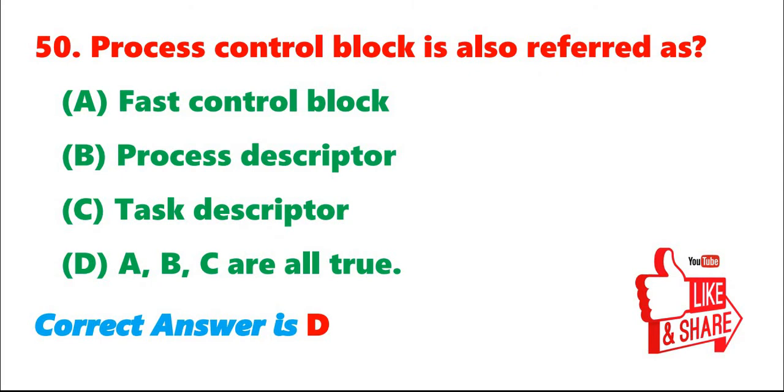50. Process control block is also referred as: A. Fast control block. B. Process descriptor. C. Task descriptor. D. A, B, C are all true. Correct answer is D.